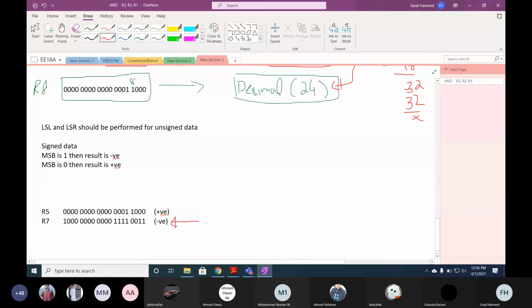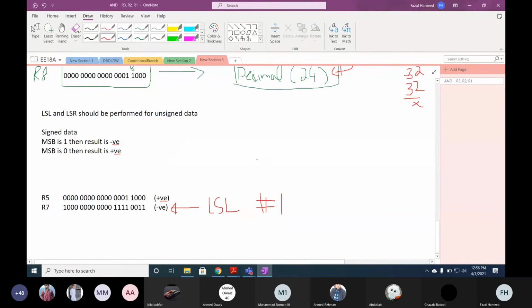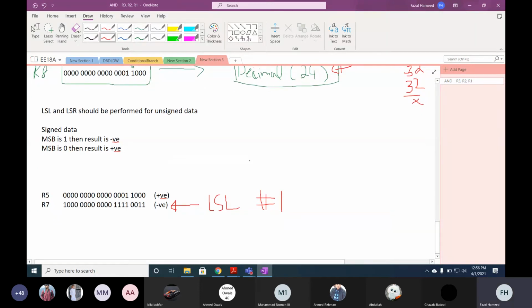So if we perform a logical shift left by 1 on this data, will the contents of R7 remain negative or become positive? It will become positive. So actually the negative number will become positive.